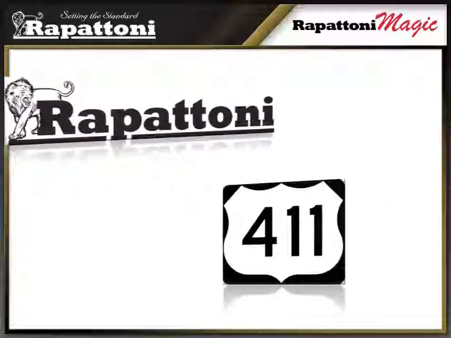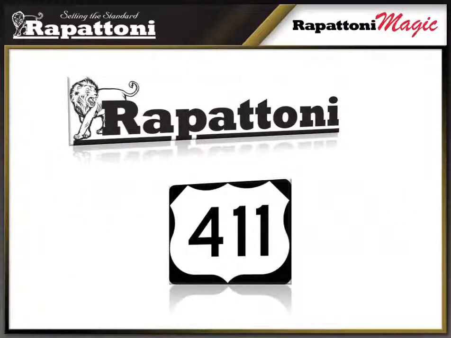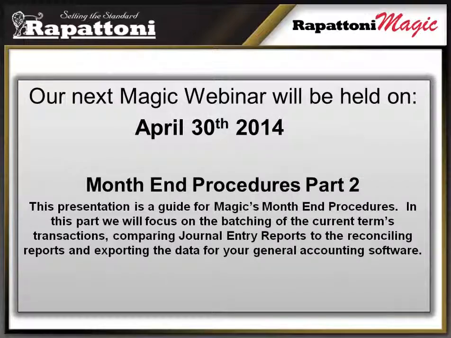And now it's time for the Rapattoni 411. This month we don't have too much for you, but we do want to remind you we are going to have a second part to this month-end procedure presentation. Again, the month-end presentation is a guide for Magic's month-end procedures. And in this next part, we are going to focus on the batching of the current time period's transactions, comparing the journal entry reports to the reconciling reports. So the reports that we just ran, we compared them to each other, but you also will pick a couple of those reports and compare them to your journal entry report. And then also show you how to export the data for your general accounting software. So feel free to join us on April 30th, 2014.